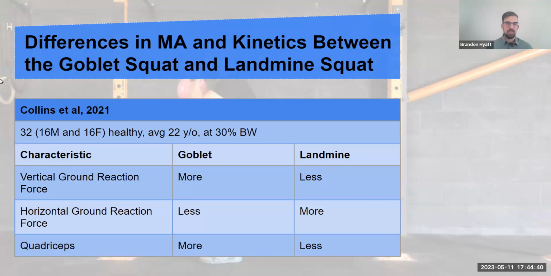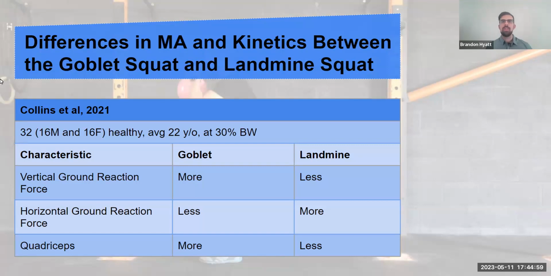And they found more quads for goblet. So some applications to this is that if we have a client with more of a horizontal force producing sport where they need to move horizontally with a lot of force, perhaps you can use the landmine more.